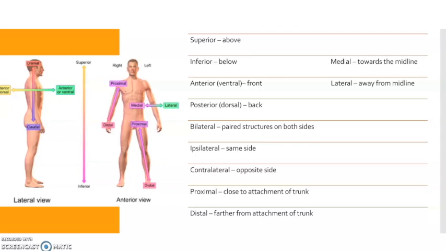Proximal, which is close to attachment of trunk, and distal, which is farther from attachment of trunk. So you have the trunk, and then proximal is closest to the trunk, and distal is farthest away from the trunk. Medial, which is towards the midline, and lateral, which is away from the midline. So the midline is right here, and you have medial, which is closest, and lateral, which is farthest.